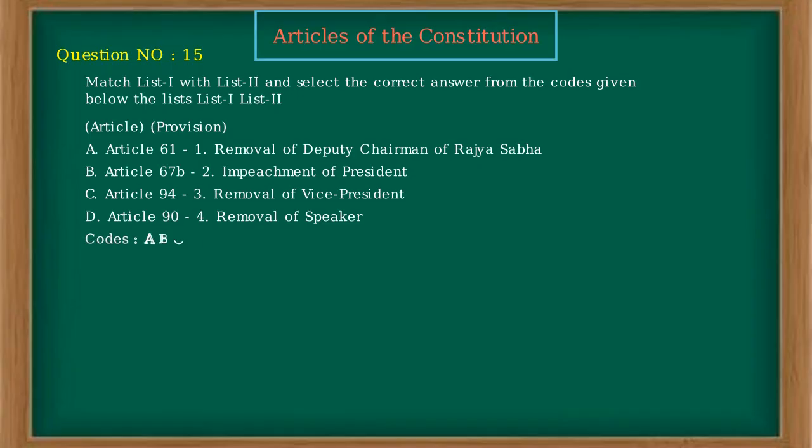Codes ABCD. A. 2, 4, 3, 1. B. 3, 2, 4, 1. C. 2, 3, 4, 1. D. 4, 1, 3, 2. Ans. C.